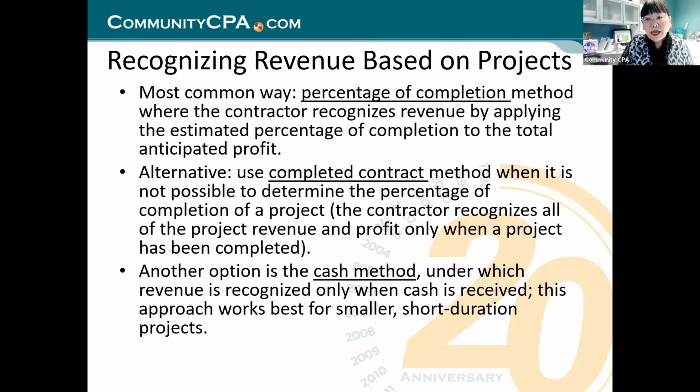But you can use the alternative, the completed contract method, when it is not possible to determine the percentage of completion of a project. The contractor recognizes all of the project revenue and profit only when the project has been completed. Okay, see, that gives you, so you have a contract. So you sign a contract for $120,000 and you're just going to recognize revenue at the end when you finish it. Wouldn't that be cool, right? That is your other method. It's not your cash, not your accrual. It is called the completed contract method, right?